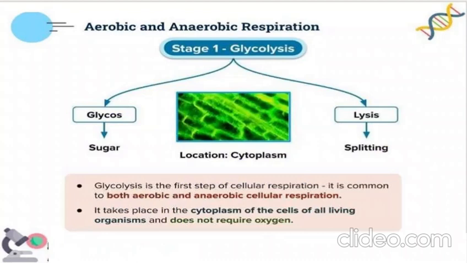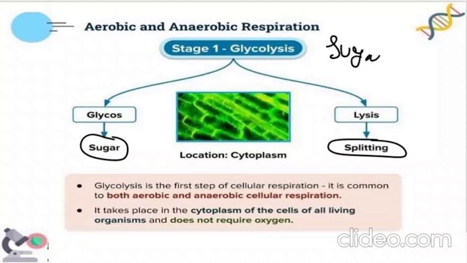Glyco and lysis. There are two words: glucose, that means it is sugar, and lysis. Like electrolysis, glycolysis. So lysis obviously means splitting. So when sugar is split, we can name it as sugar breakdown. Sugar breakdown is known as glycolysis. Now, where does it take place? It takes place in the cytoplasm of the cell.